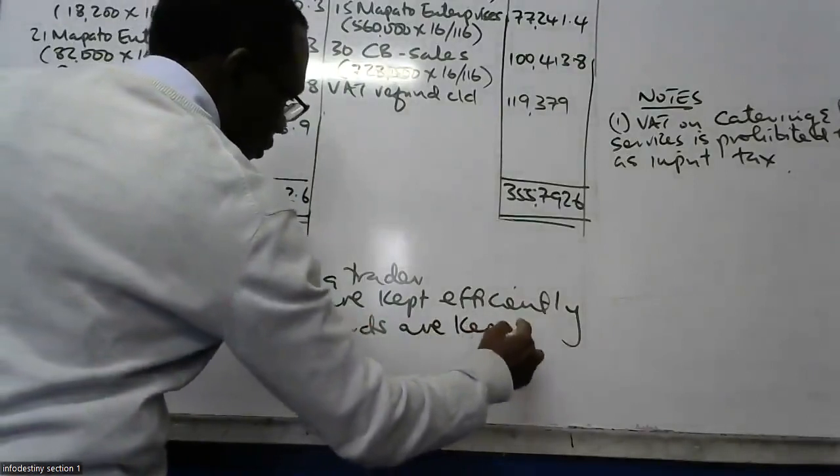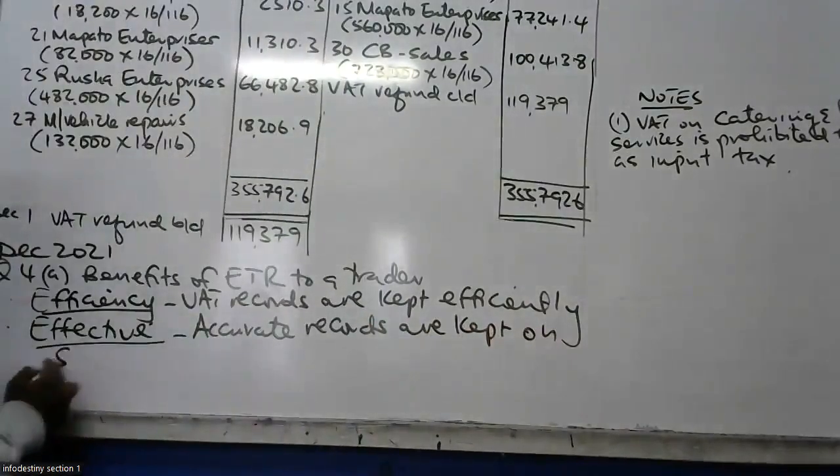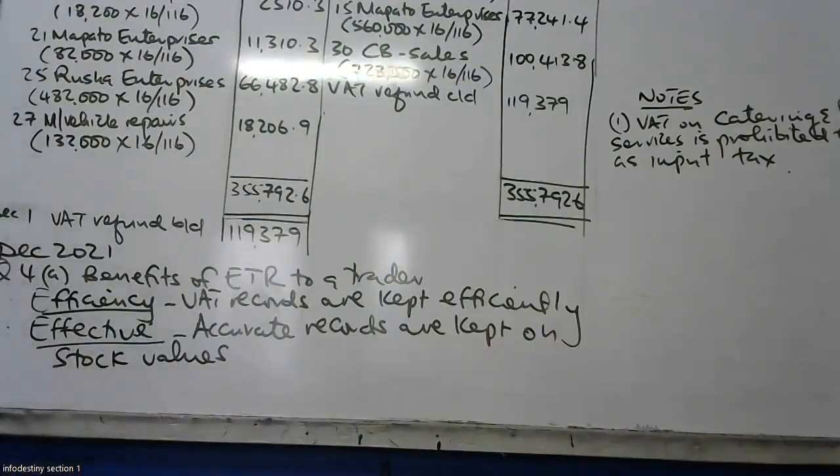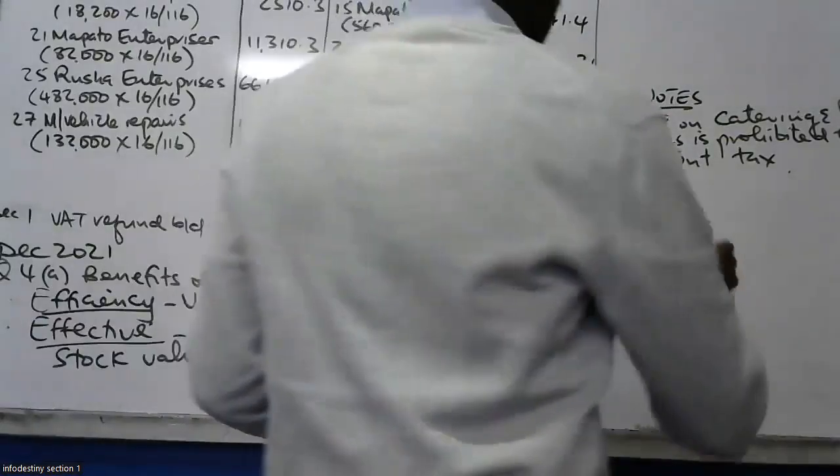Records are kept on stock values, so the trader will know exactly what is left. So other than keeping manual records, this ETR machine is more accurate in keeping records, so they know exactly what stocks they have left. Then there are also benefits to the revenue authority. We want to look at benefits to the revenue authority.